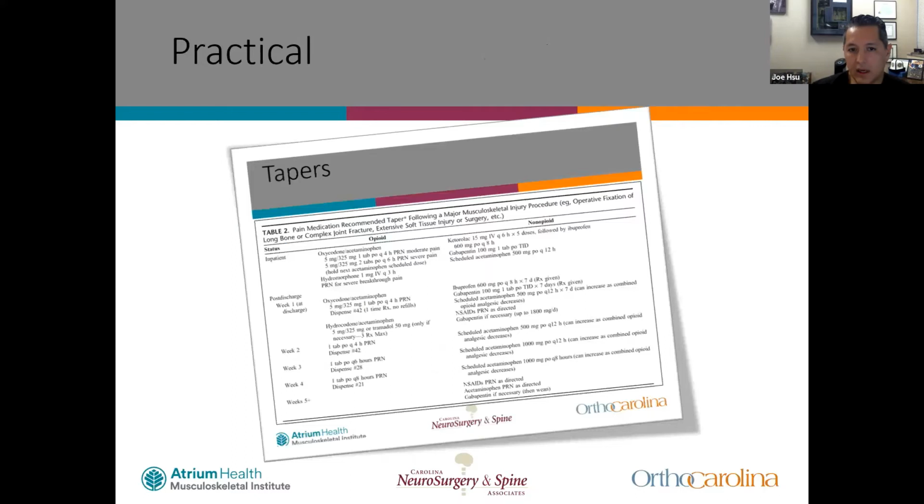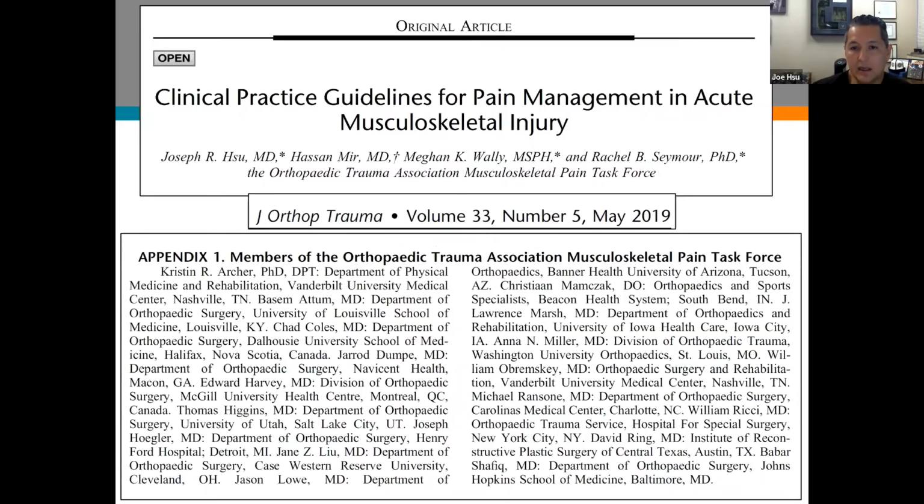And so again, practical, as we gave things like this that are almost like a prescription for how to taper your patients in the outpatient setting. This is what the guidelines ended up looking like. Again, it's in the Journal of Orthopedic Trauma, published last year, and we'll go through just a couple of the practical aspects that we can use as a toolkit to a certain extent.